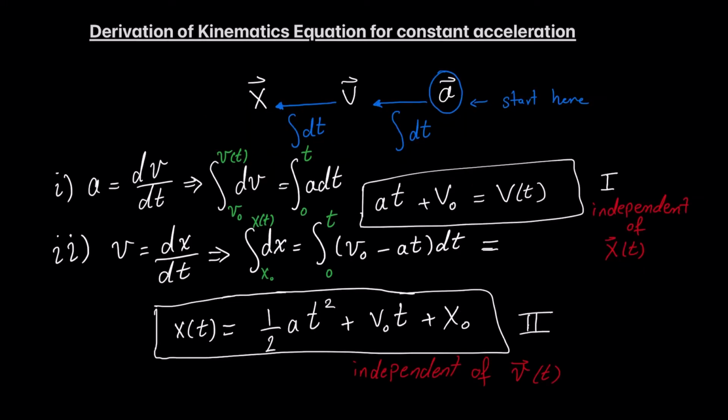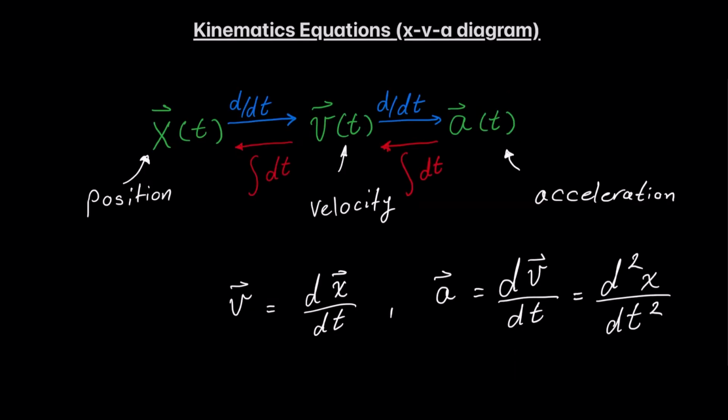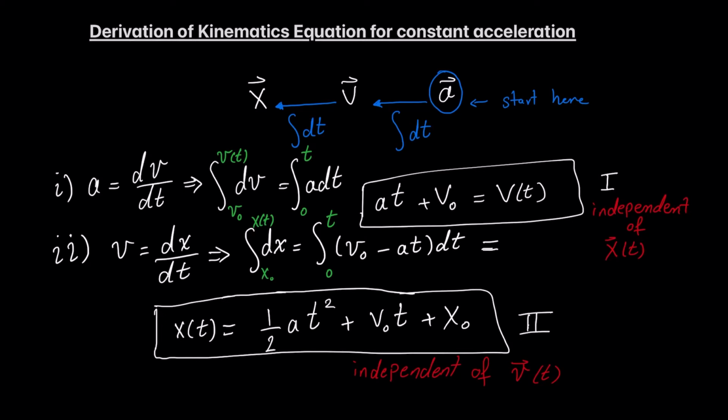So what we're going to do next, we're going to use the opposite arrow. Let's go over the derivation of the kinematics equation for constant acceleration. Acceleration being constant, we're going to start at the right side of this chain. We're going to call this the XVA chain. The middle link is the velocity, the left link is position, and the right link is acceleration. We're going to start with acceleration because we are considering acceleration to be constant.